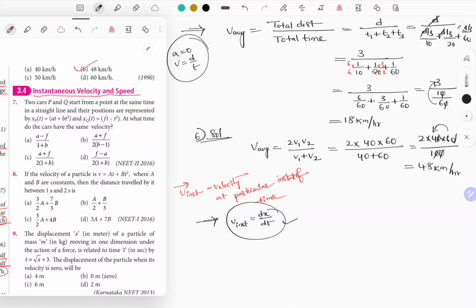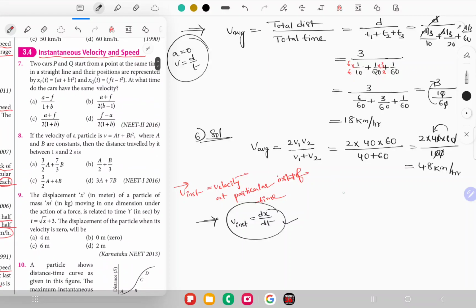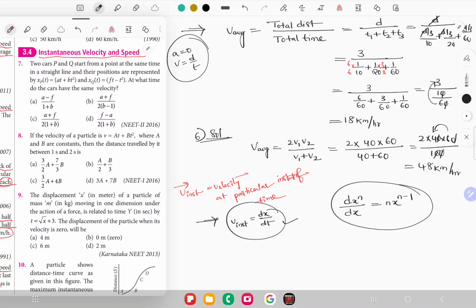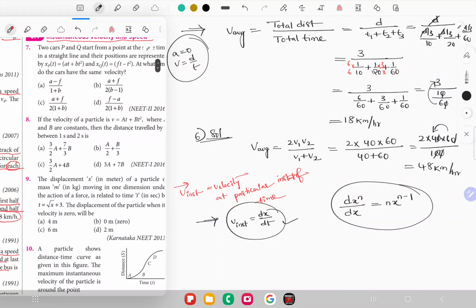So many times, that formula is d x power n by dx, which is equal to n into x power n minus 1. d x power n by dx is equal to n into x power n minus 1. This is the formula we are going to use so many times in the motion in a straight line and motion in a plane chapters, remaining chapters also, but mainly in numericals. Okay, look at this.